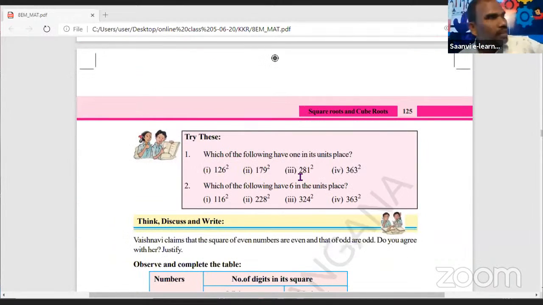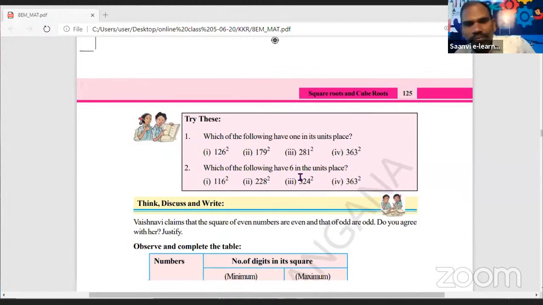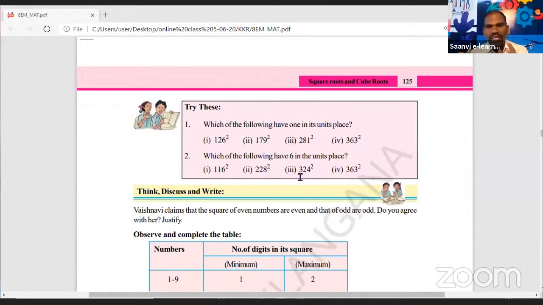See this, try this. Which of the following have 1 in its units place? 126 square. What is the unit digit in that? 6. In the unit place 6 is there. 6 square, 6 into 6, 36. So in that the unit place is 6. So 126 square also, the unit place is 6.